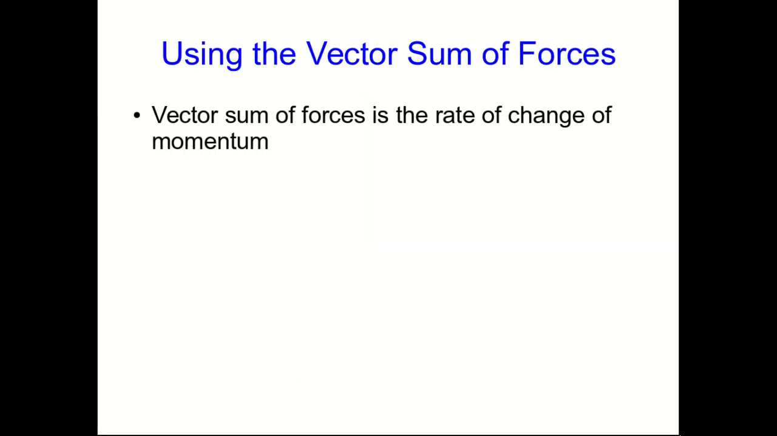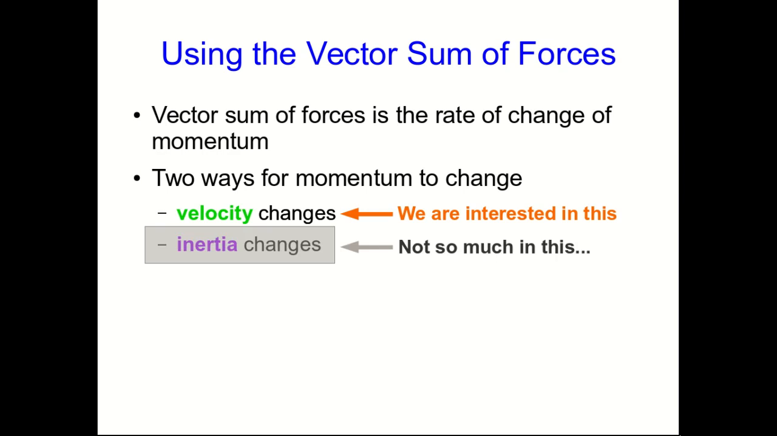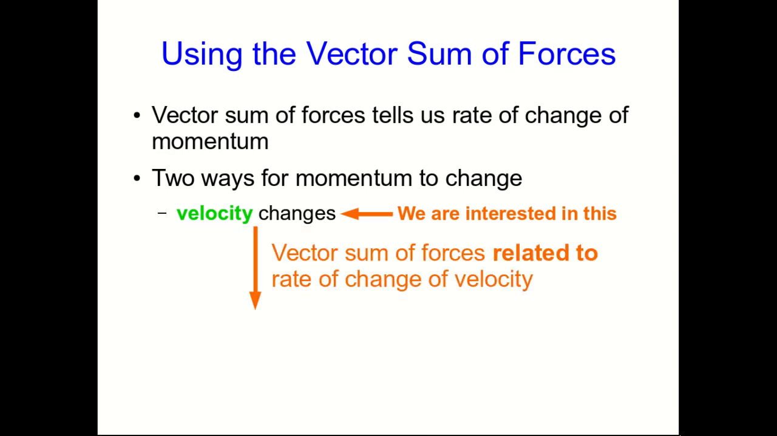The vector sum of forces is the rate of change of momentum, and there are two ways for momentum to change. Either the velocity of something could change, or the inertia of something could change. We're going to focus on velocities of things changing. We're not going to look much at inertias changing, but that does happen, for example, in nuclear reactions, or if you're thinking about a rocket and not including the escaping gases in your system, then you have a system which has a reducing inertia. But we're going to focus on changing velocities, and in that case, the vector sum of forces is directly related to the rate of change of velocity.